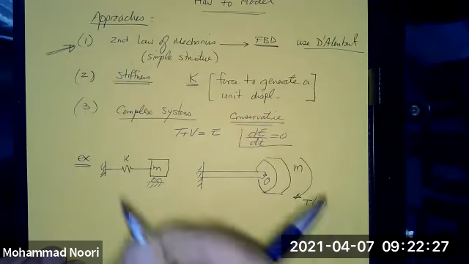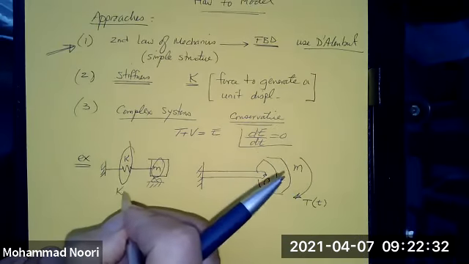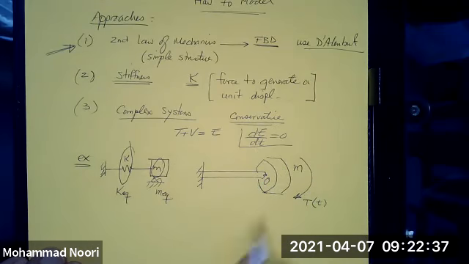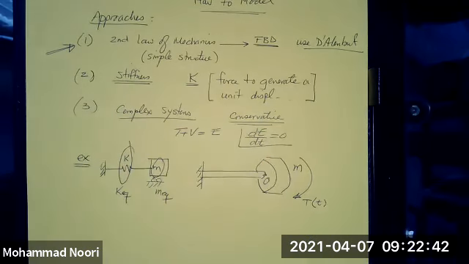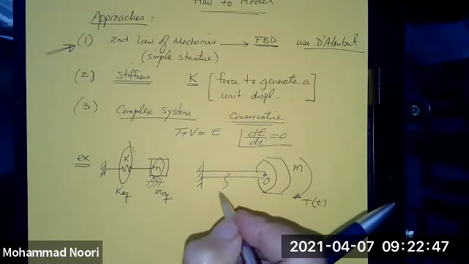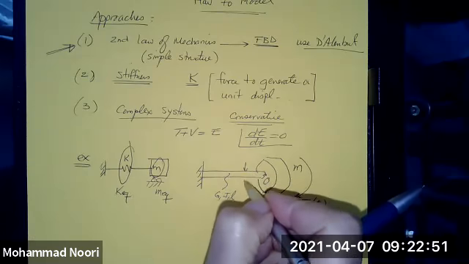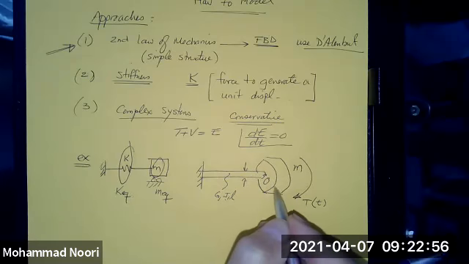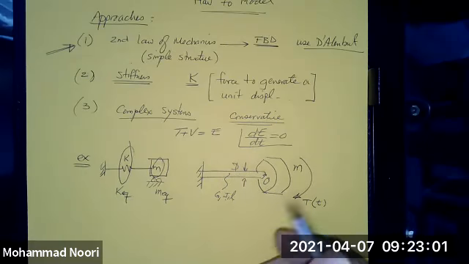In order to do that, we need to identify what is K and what is M. So let me call this equivalent mass and equivalent stiffness. The first approach that I'm going to apply is the second law of mechanics. What does that mean? This shaft obviously has some geometric and material properties given: shear modulus of elasticity, polar moment of inertia, and the length and the diameter, and so on.